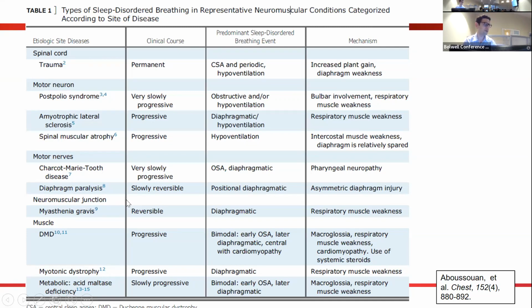or glycogen storage disease type 2. And so based on where the site of the disease is, that will affect its clinical course, and then that will obviously affect its predominant sleep disordered breathing event, and they'll have varied mechanisms. So we don't have time to go through each one in detail, but just know that there is nuance to the term neuromuscular disease.